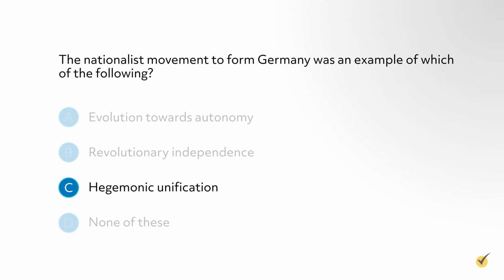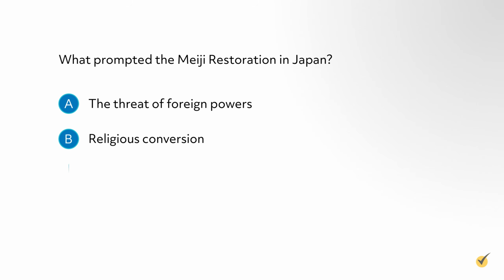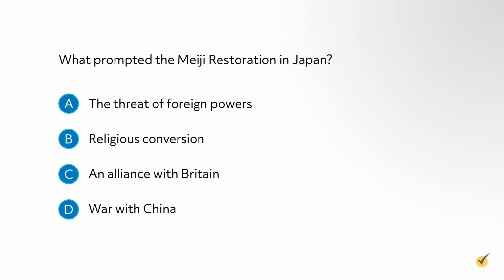Hegemonic unification. Number 2. What prompted the Meiji Restoration in Japan? A. The threat of foreign powers. B. Religious conversion. C. An alliance with Britain. Or D. War with China. The correct answer is A. The threat of foreign powers.